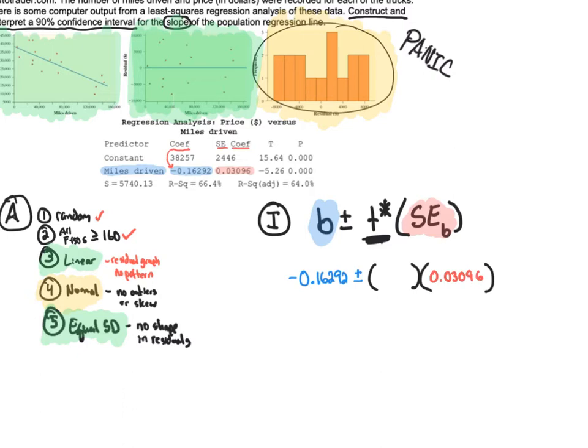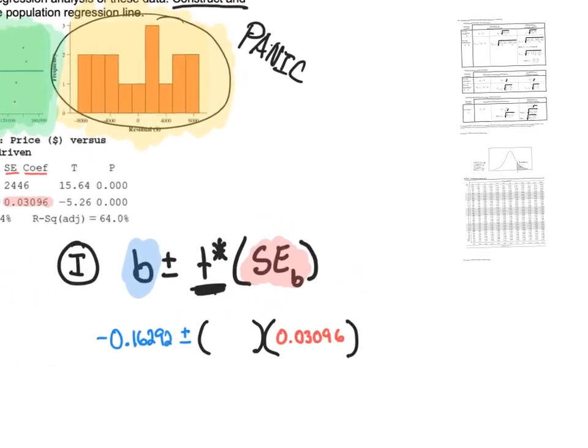Wow, we're just down to the t star value, right? That's what we need here. So what we need to do is find our t table. So I'm going to go to my formula sheet. If you will, go with me to the formula sheet.